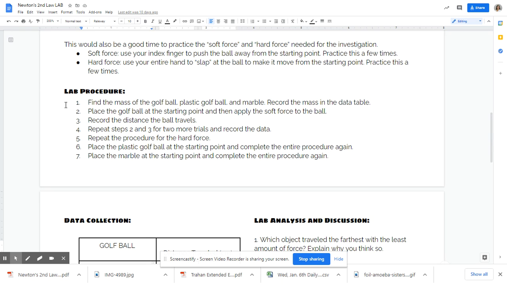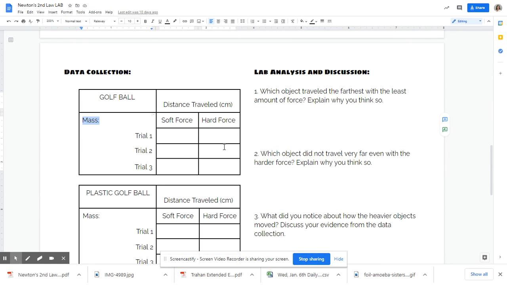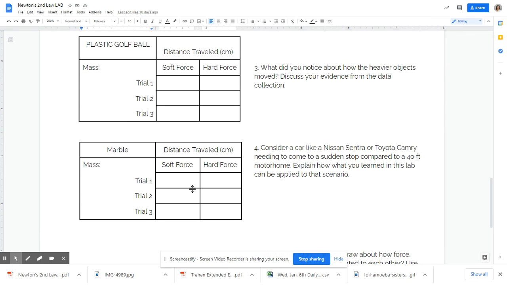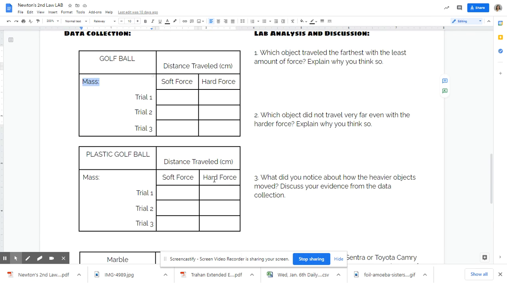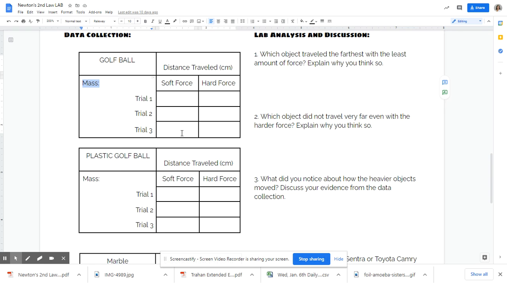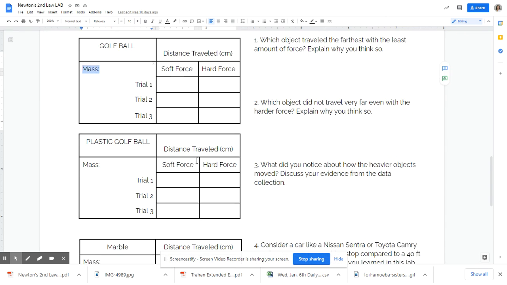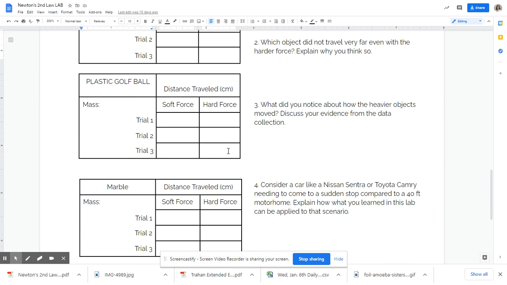Okay? So that's your entire procedure that you'll be doing 2, 4, 6 times. You'll do it with the golf ball, soft force and hard force, the plastic golf ball, soft force, hard force, and then for the marble, soft force and hard force. Okay, so it will take you a few minutes to do this. Keep in mind, you want to try to keep those forces pretty consistent.